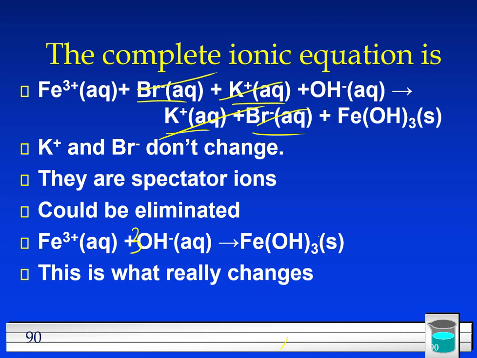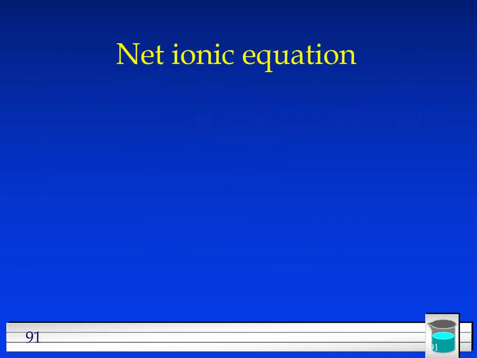And when they ignore that stuff, it's called not the complete ionic equation, because it's not complete anymore. We got rid of pieces, right? If we got rid of pieces, it's not complete. So we call it the net ionic equation. And net has a meaning that you're going to learn to accept.